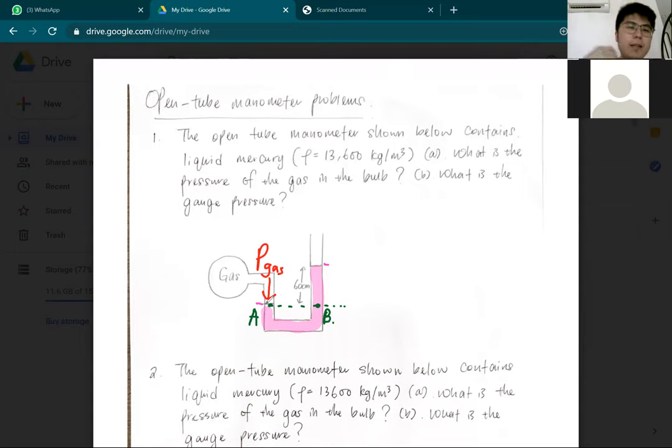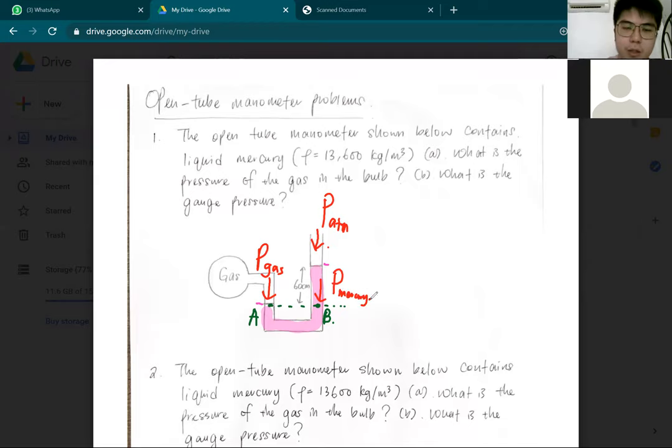And the pressure acting at point B, there are two. First is the atmospheric pressure acting on the surface of the liquid. I write P atm. And then you have another pressure, which is due to this extended mercury here, the weight of this part of the mercury, which is 60 cm high. So you have this pressure also acting at point B. So I write P mercury.